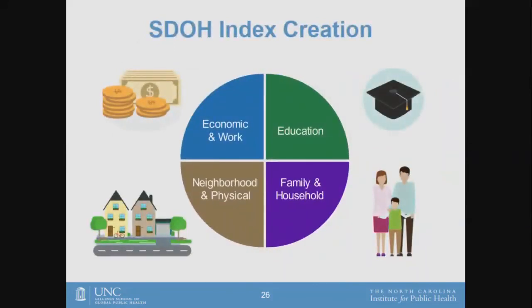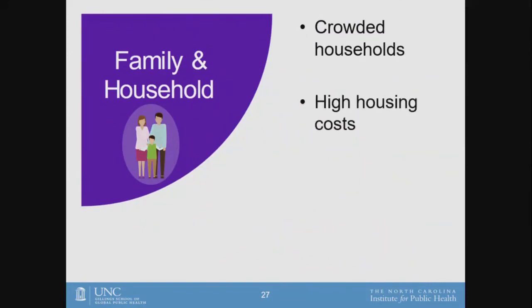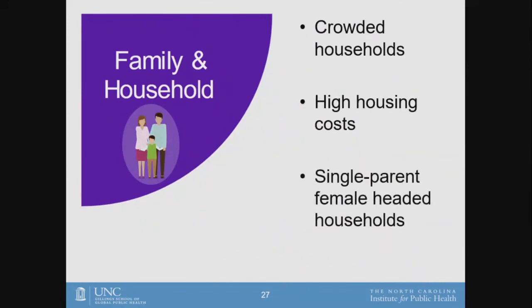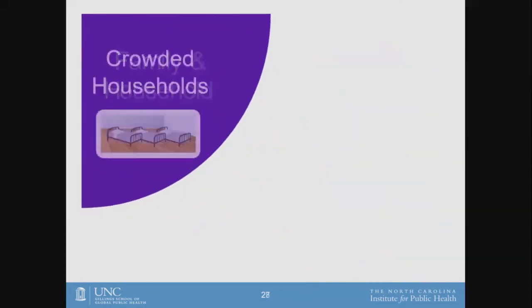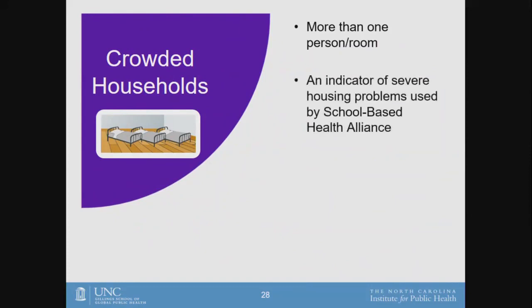So our next domain that I want to walk through is the family and household. We looked at crowded households, high housing costs, and single-parent female-headed households. When I say crowded households, this is a census definition and one that lots of people rely on, and it means if there is more than one person per room. So if you have a household with 4 rooms in it and you have 5 people living in that house, that is considered a crowded household.